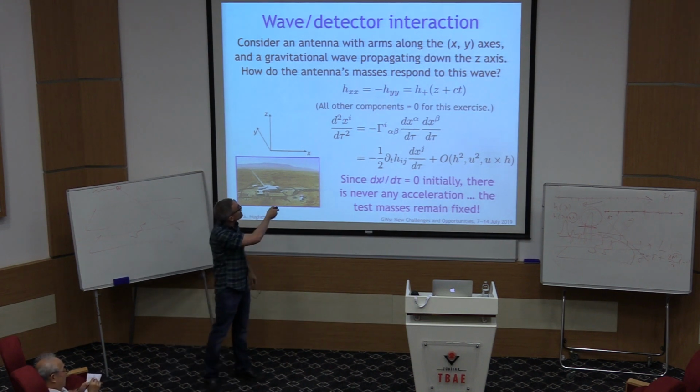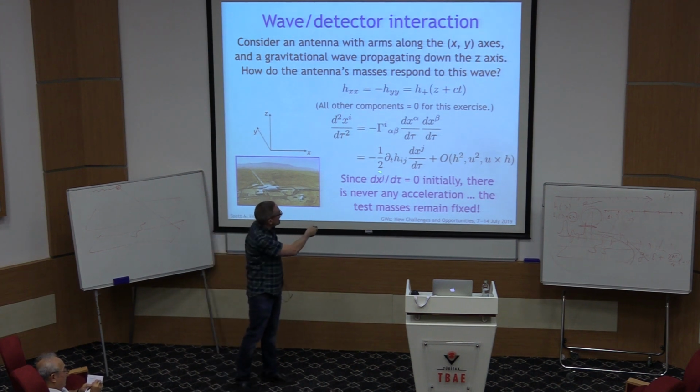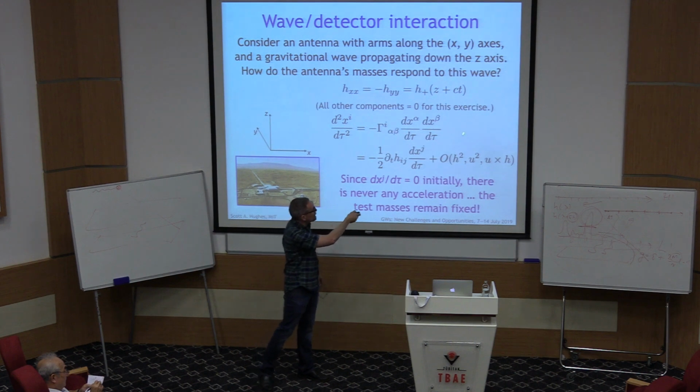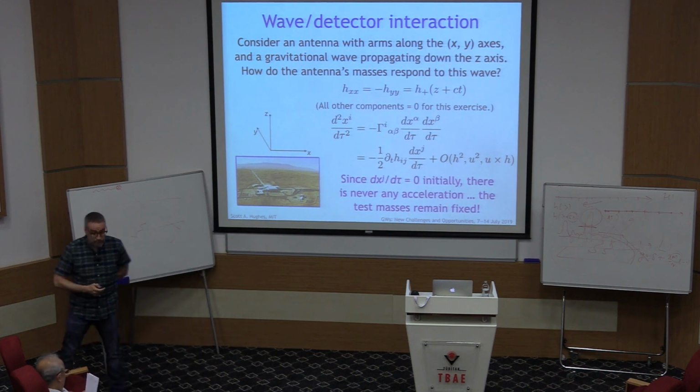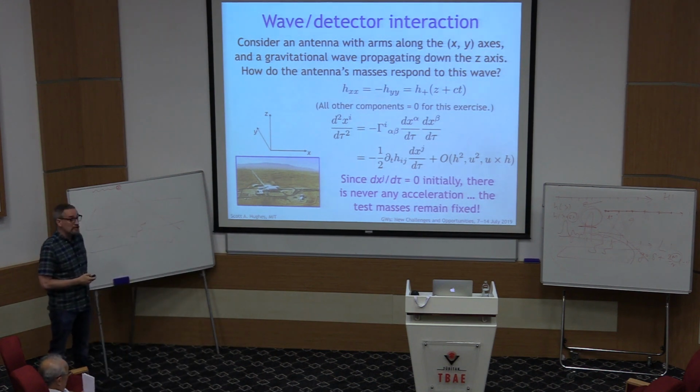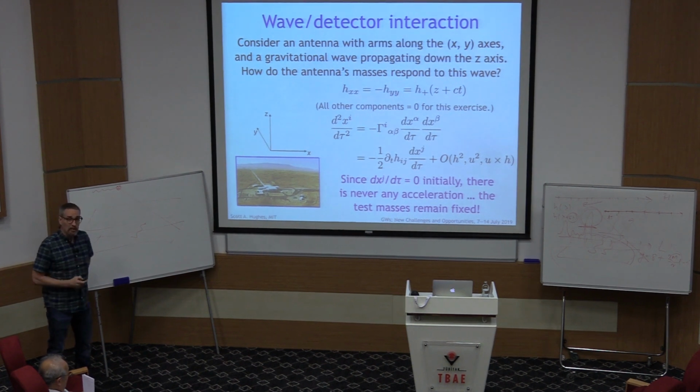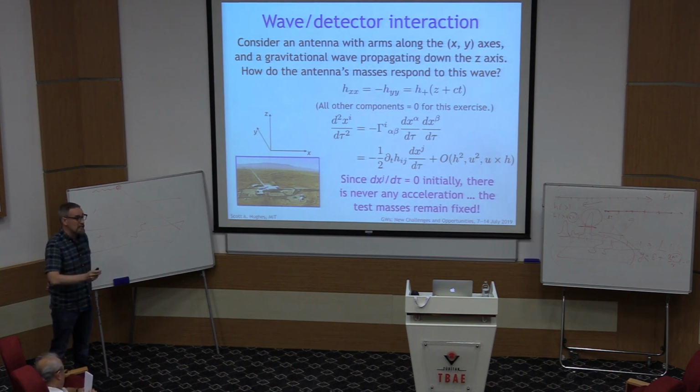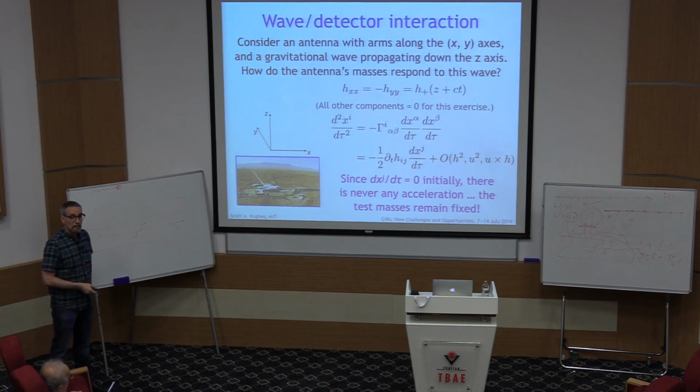And the answer is that the acceleration that the masses experience is given by the time derivative of the gravitational wave field times the velocity, plus some corrections that go as the wave field squared, the velocity squared, the wave field times the velocity. Now, I start out with these guys initially at rest. So this tells me that the test masses in my gravitational wave detector experience no acceleration. The test masses remain fixed. Therefore, they are unaffected. Therefore, there is no effect. Therefore, LIGO cannot measure anything.